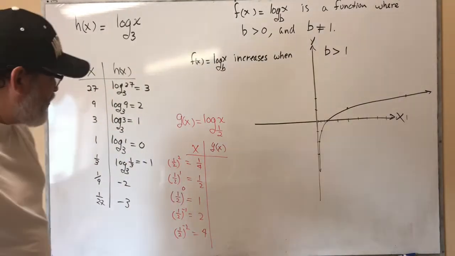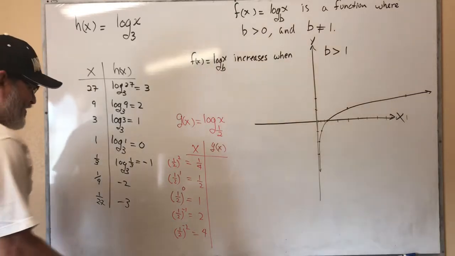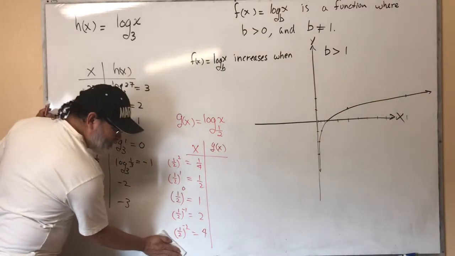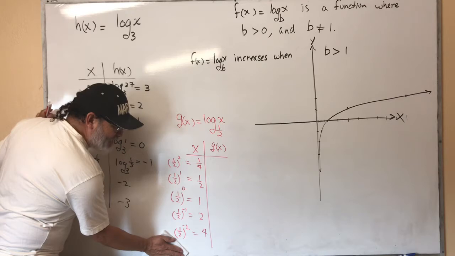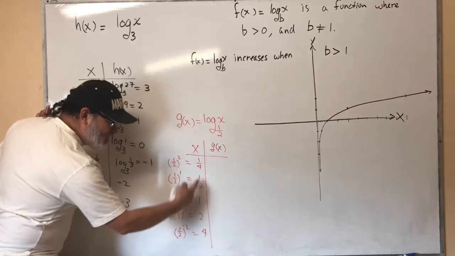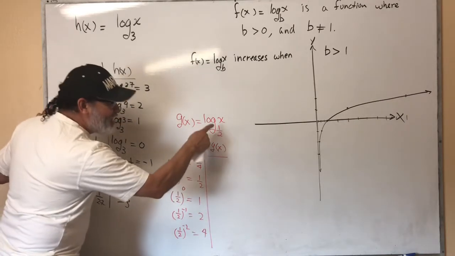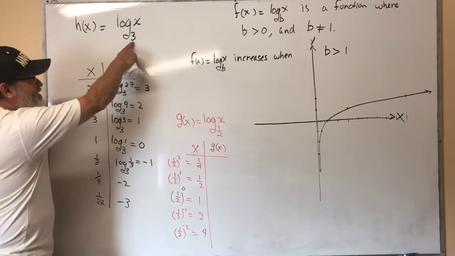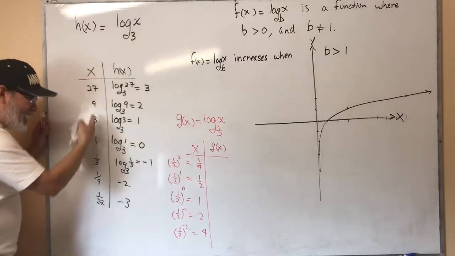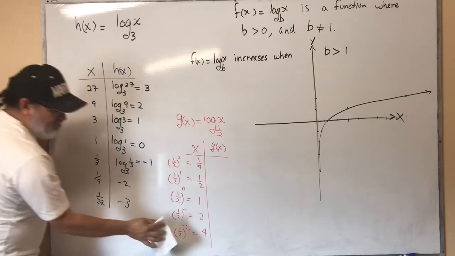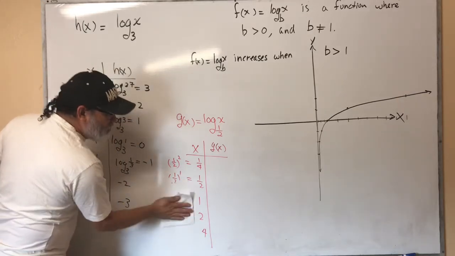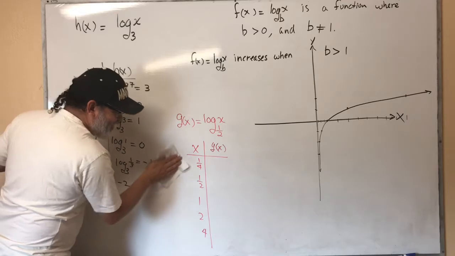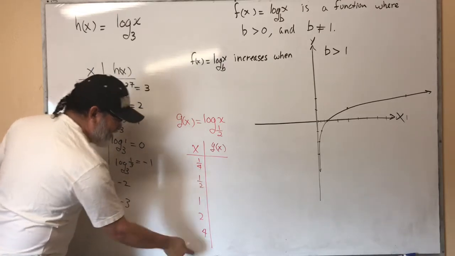If I were you, I would always try to pick smart values for x. Those are it. How did I get them? Take this base, raise it to a power, just like I took this base and raised it to a power, and I got these values. These are smart values.